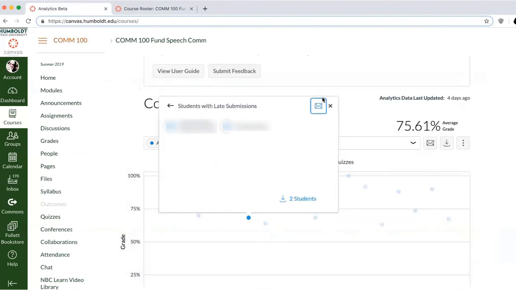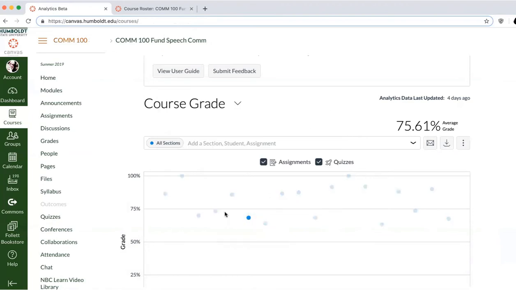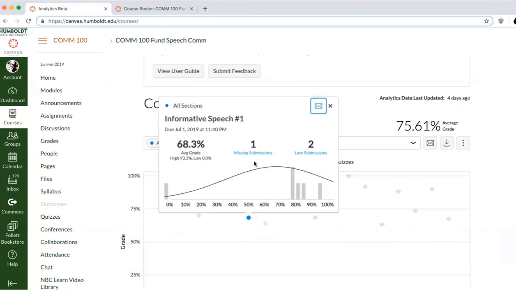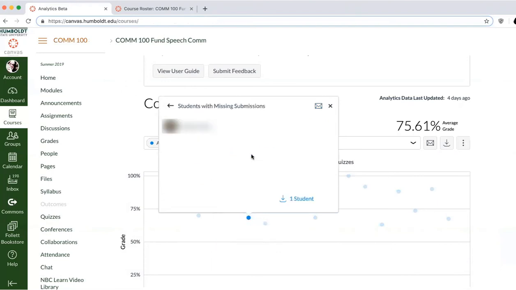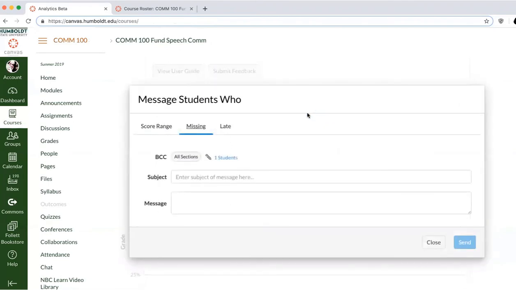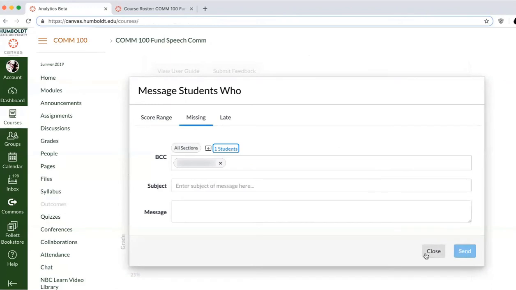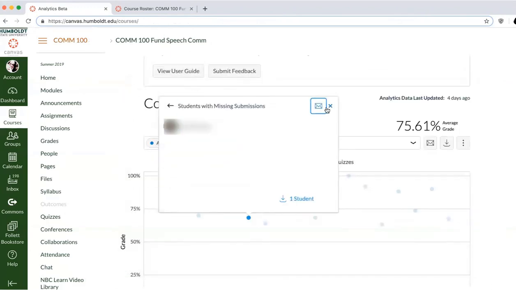In addition, I can also look at a student who did not turn the assignment in. I can find out who that is and again very quickly email that particular individual. This is a wonderful feature that's going to make it easier for professors to be in contact with their students.